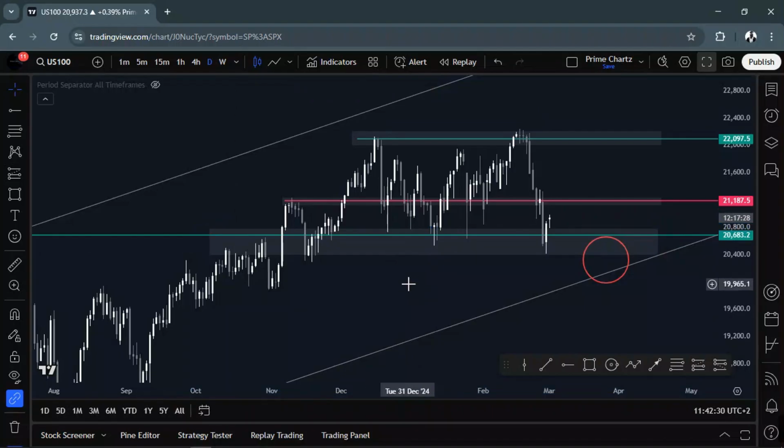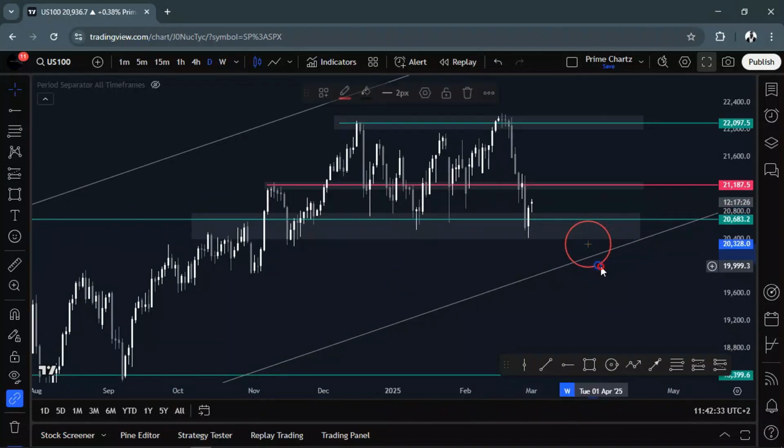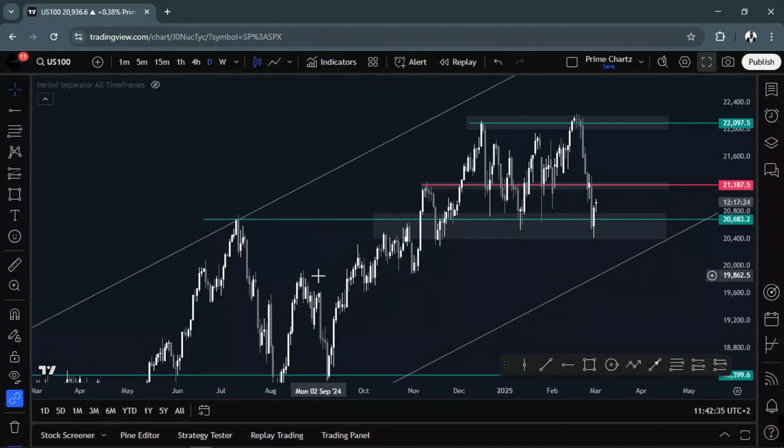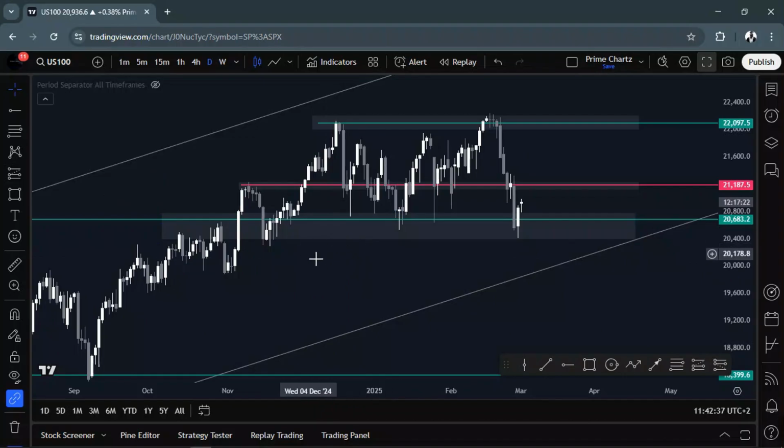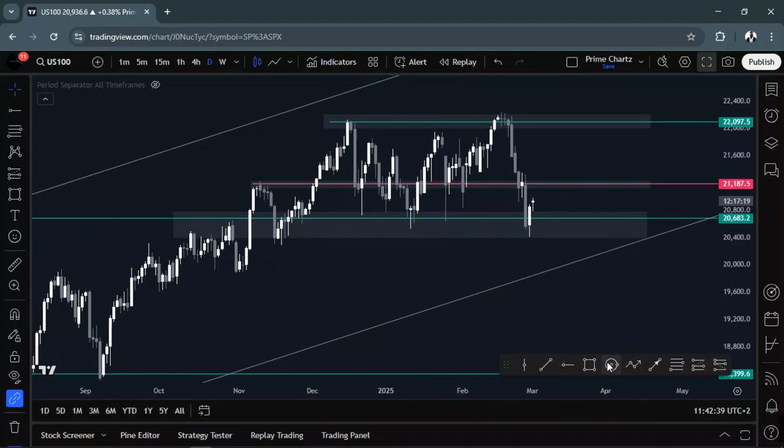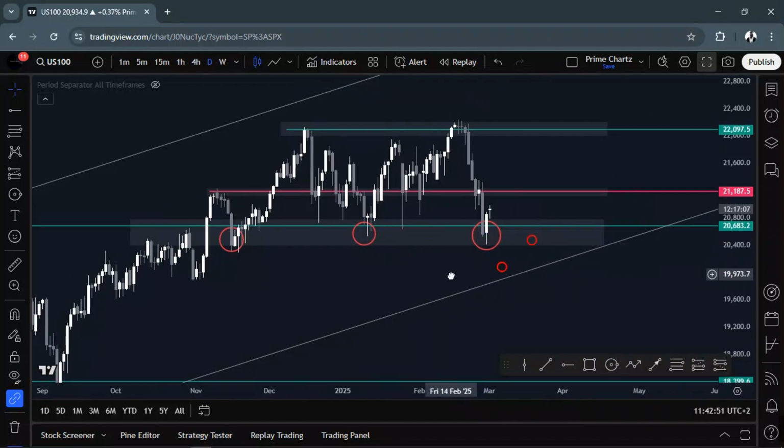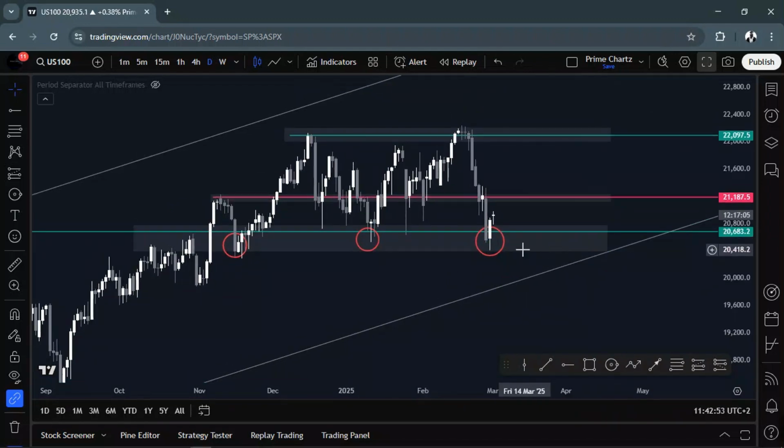Okay, right, let's remove this so that it does not get in the way. So here we see that price rejected from here, and again price has been rejecting. So now price also rejected from this level. Okay, price also rejected, making this a very strong support zone right here.